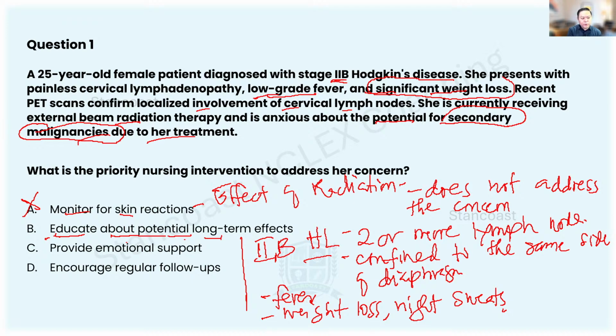Okay, if we had answered letter C, provide emotional support, what do you think about that intervention? Provide emotional support is also important, but it should accompany teaching about the potential risk as well. Okay, it will not take higher priority compared to letter B. What about letter D? Encourage regular follow-ups. This is also an important teaching, but again, this should follow after the patient understands the long-term effects of her treatment.